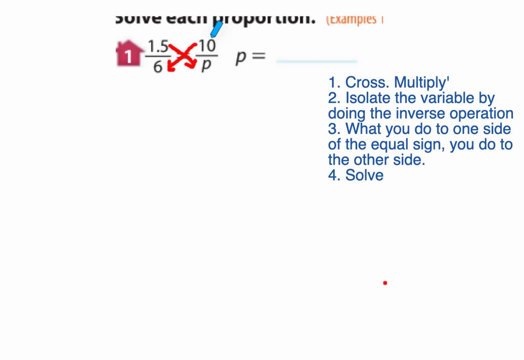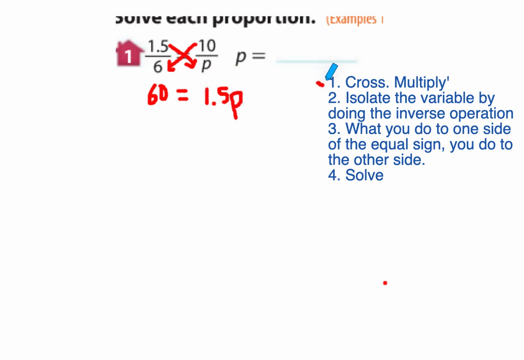Now we're going to cross multiply. It doesn't matter where you start. 10 times 6 is 60. It points this way, this is where you're going to write it. Get that equal sign, bring it down. 1.5 times the letter P is just 1.5P, and you stick it right next to it because that implies multiplication.